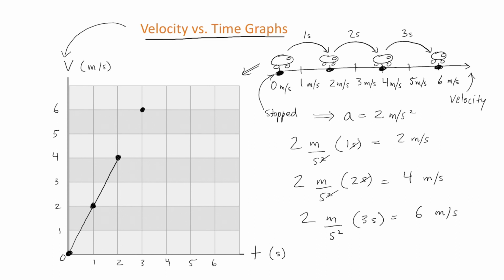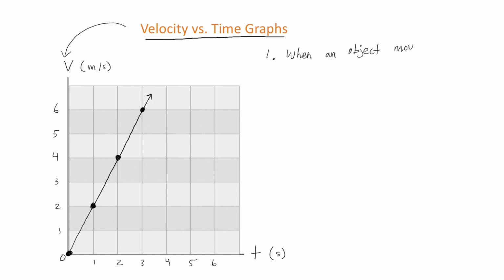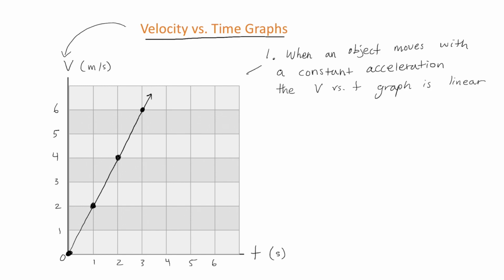Once our points have been plotted, we can draw a line through all the points, and now we have a velocity versus time graph. Now let's go over the most important points you need to know about velocity versus time graphs. The first point is that when an object moves with a constant acceleration, the velocity versus time graph will be linear. So our car was moving with a constant acceleration of 2 meters per second squared, and our velocity versus time graph is linear.